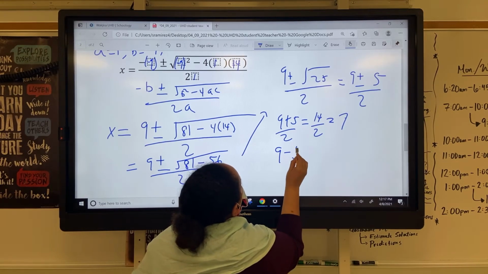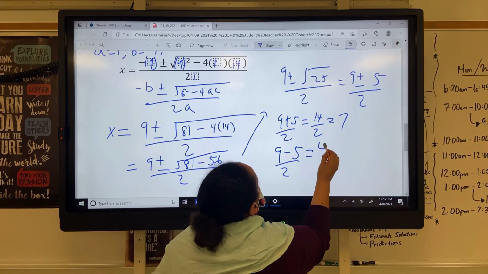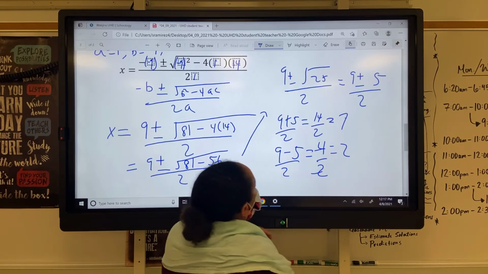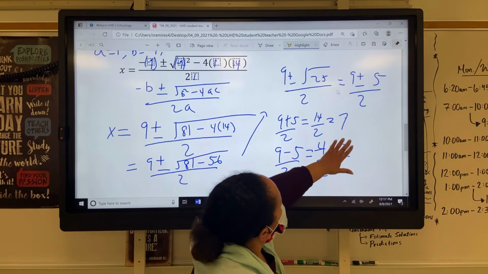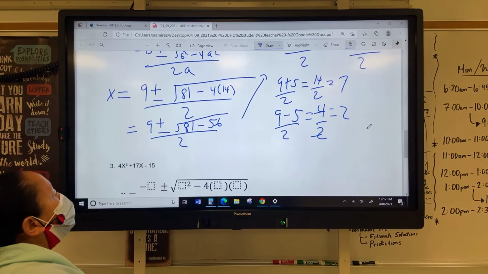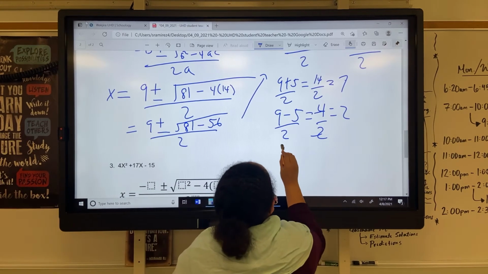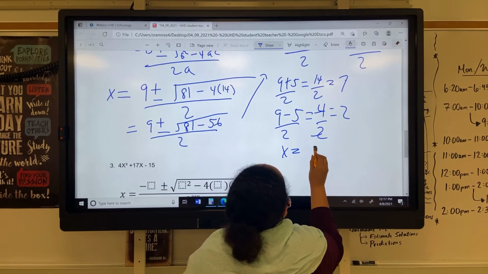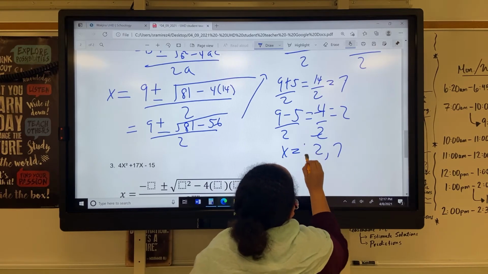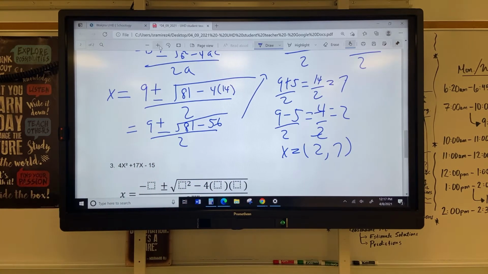9 minus 5 over 2 equals 4 over 2. When you simplify this, you get 2. So we have our x value now, that is 2 and 7. So our x value will be 2 and 7. That will be the value of x. That is the solution for that quadratic equation.